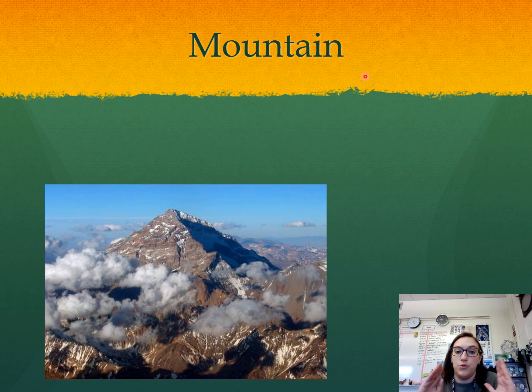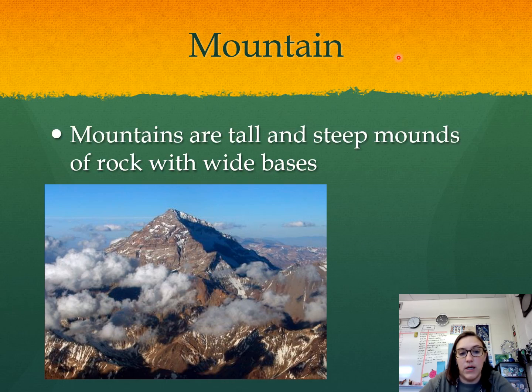Our subtitles are going to be all the different types of features, and then our bullet points are going to be our definitions. So mountain you should already have as a subtitle, and our definition is going to come up, and you can pause the video anytime if you need more time to write. So here's the definition of mountain. Mountains are tall and steep mounds of rock with wide bases.